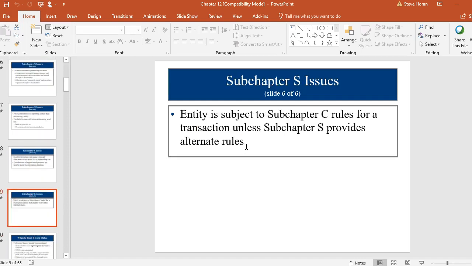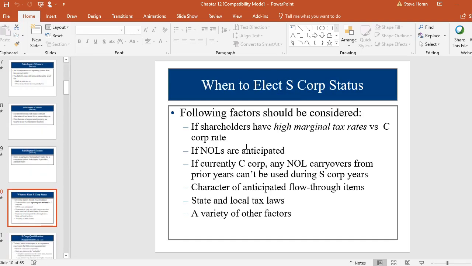And then the entity is subject to subchapter C rules for a transaction unless a subchapter S rule provides some alternative rules. So when there's a doubt, we'll default to what the C corp rules are unless there's a specific separate S corp rule to think through.